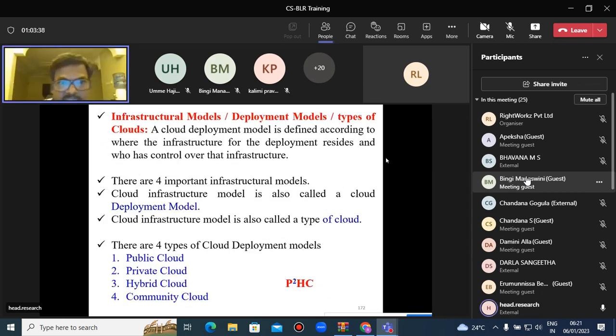Then infrastructural models or deployment.